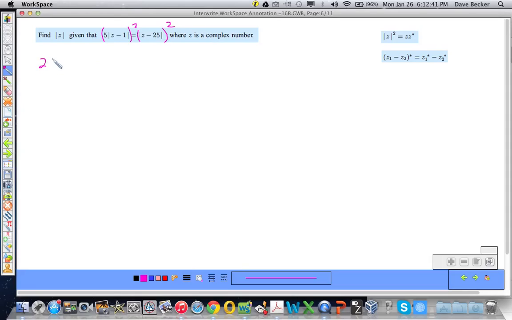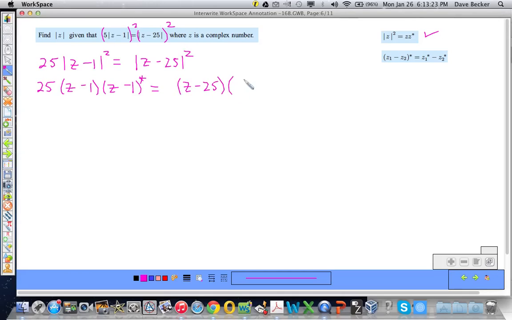Then I am going to get 25 times mod z minus 1 squared is equal to mod z minus 25 squared. Okay, are we good? Now we are going to use this and rewrite this thusly. 25 times z minus 1 times z minus 1 star, which is the conjugate of z minus 1, is equal to z minus 25 times z minus 25 star.